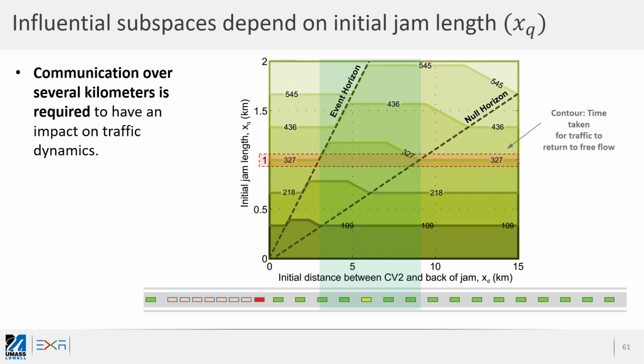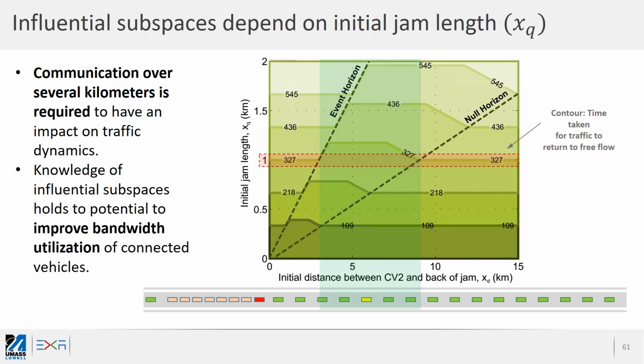So what we learn from this is that the communication has to happen over several kilometers in order to have an impact on traffic dynamics. And that is an important thing to know if we are building these DSRC or radio communication systems to improve traffic congestion, or if we have mobile cellular messages being sent to people, or if Google is doing something like this in order to communicate with specific vehicles based on their location, what kind of route they should take, right? This also helps us improve bandwidth utilization because if we know whom we should talk to, we only send the messages to them. Okay.